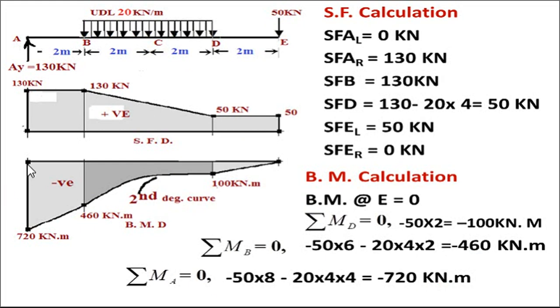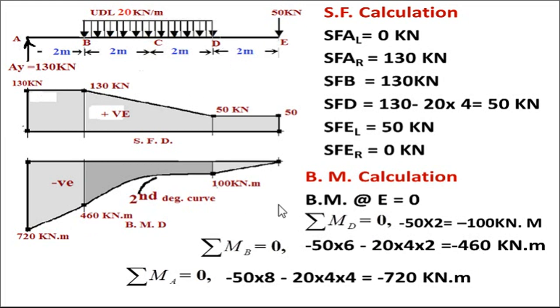Similarly, take moment at A point. Okay. So moment at A, 50 into distance from A is 8 meter. So minus 50 into 8 minus 20 into 4 into center from UDL to this point is 4. Minus 20 into 4 into 4, it is minus 720. So you will get moment at A, moment at B, moment at D.